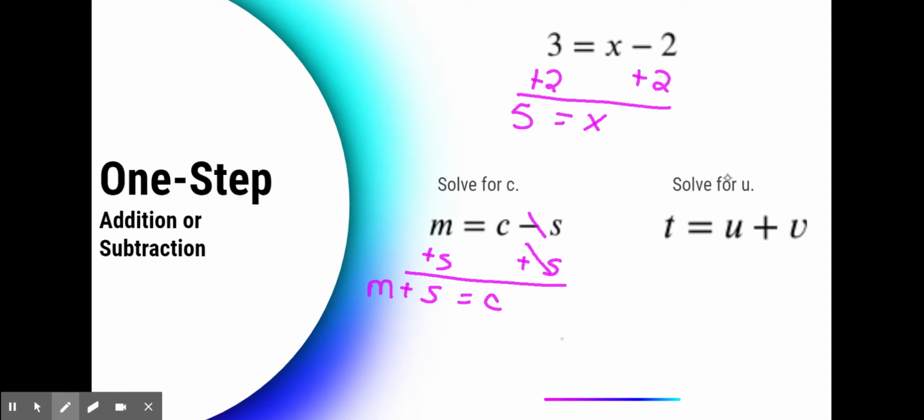All right? Next one, we're solving for u, and we have t equals u plus v. So I find u, that's the one I want to isolate. I have a plus v, so my inverse operation would be minus v. Plus v minus v becomes 0. That goes away. I'm left with u equals t minus v. Those are not like terms. I cannot combine them. So I just copy t minus v.